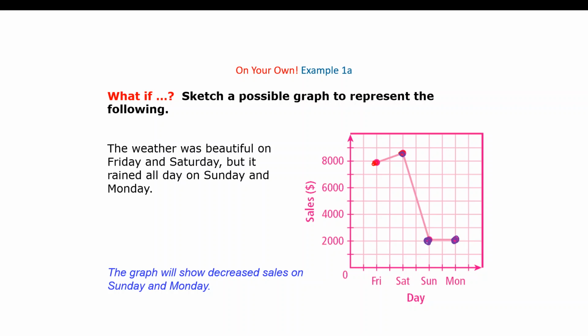So as long as your graph looks something like this, it doesn't have to be exact, but it should at least show that there was some kind of a decrease. This is the main thing I'm looking for, that there was some kind of a decrease in sales on Sunday and Monday.